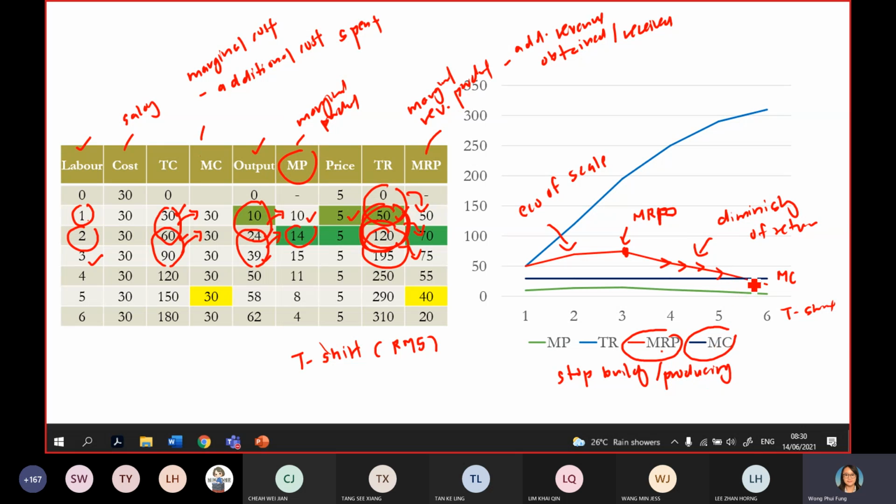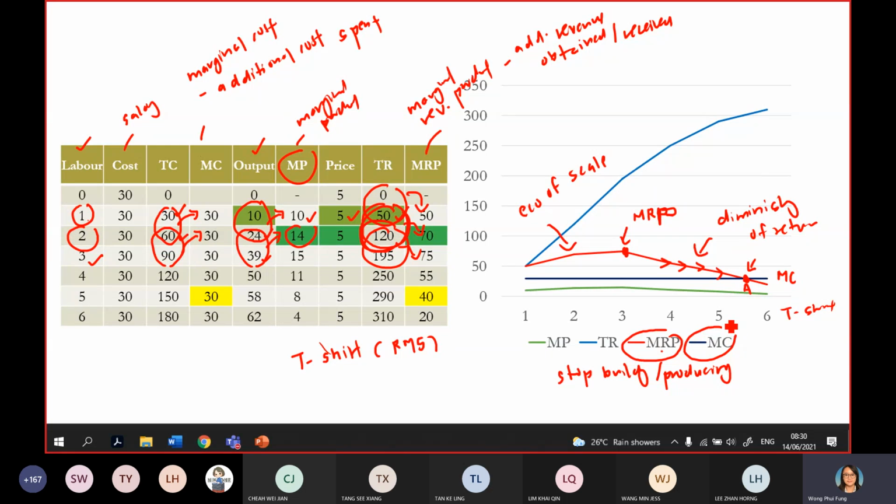That is when these two meet together. MRP meets with MC. This is the intersect point. So that is what we call your profit is maximized at this point. Let's say the point is A. So we will see that your profit is maximized at point A when your MRP intersects with MC.